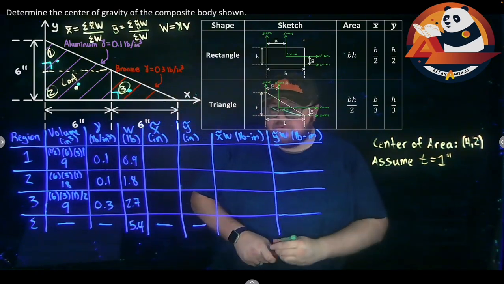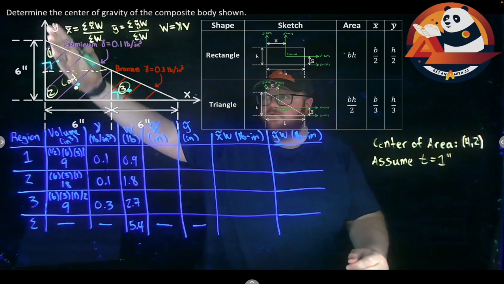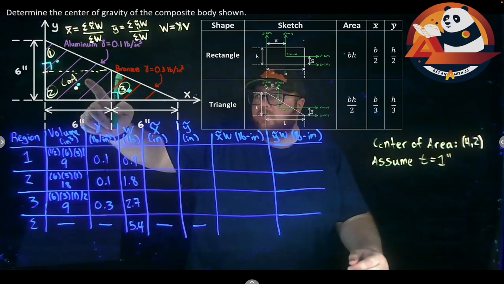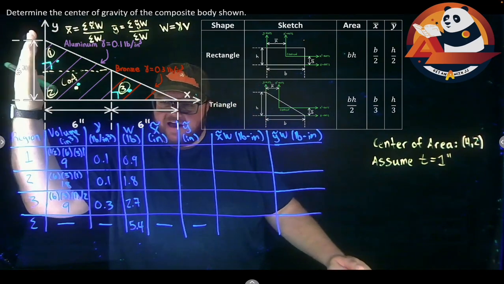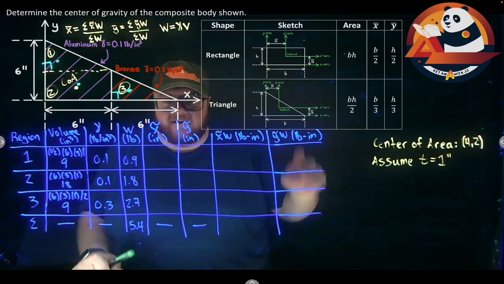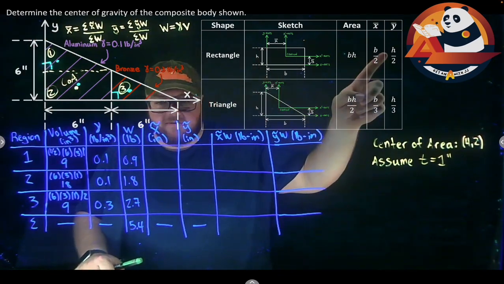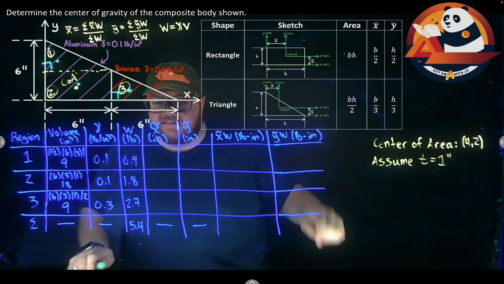So I need to measure for my X tilde distances from the y-axis to all 3 of those dots. So for that first shape, we're coming from the left edge of the rectangle to the middle of it. That's just our base divided by 2 would be my x for this.